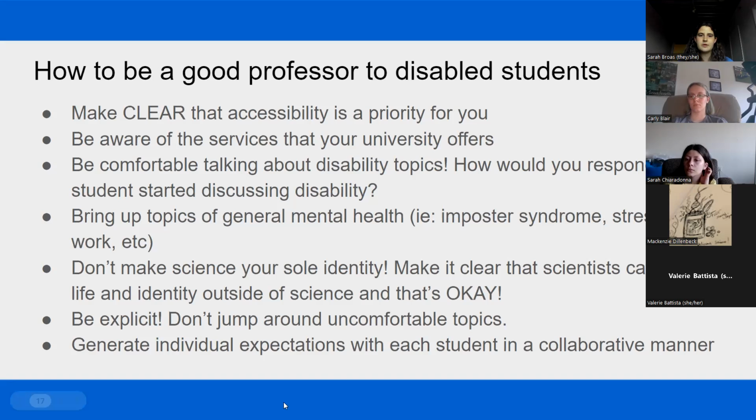So first, how to be a good professor to disabled students. Make clear that accessibility is a priority for you. So ideally, you can introduce that in the first conversation. So if you're a professor in a classroom, again, stating the syllabus very, very clearly and saying, hey, accessibility is very important to me. If you have any accommodations and want to discuss this further, please talk to me.